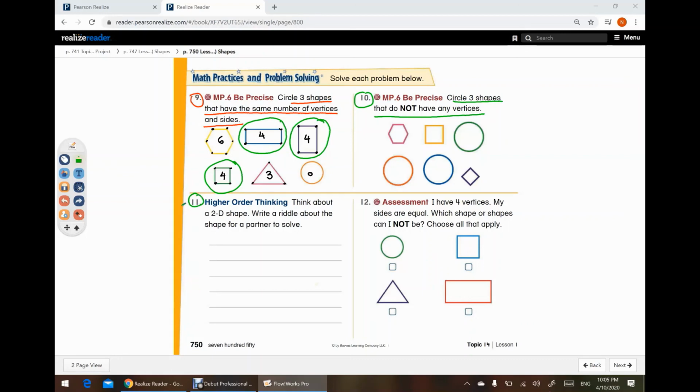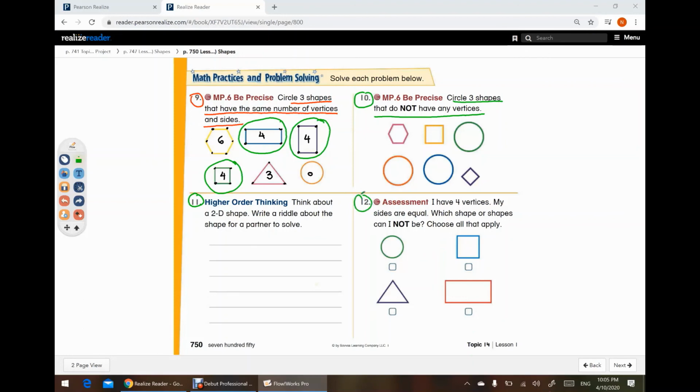Now here, think about a 2D shape and write a riddle about the shape for a partner to solve. You can write a short story about any shape, like I have 3 sides and 3 vertices. Which shape am I? Or you can write I have 4 vertices and 4 sides. Which shape am I? Okay? Any 2D shape you can choose and you can write.